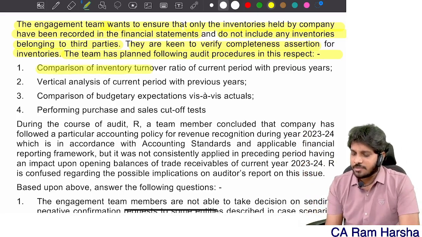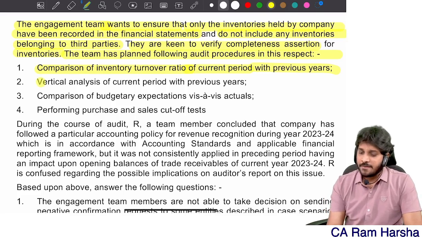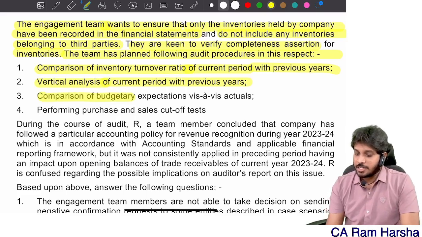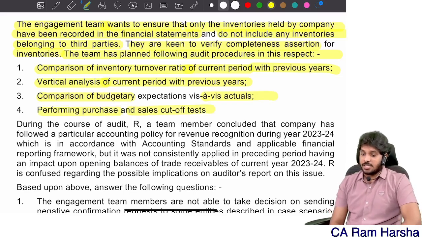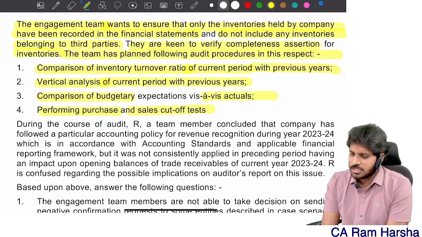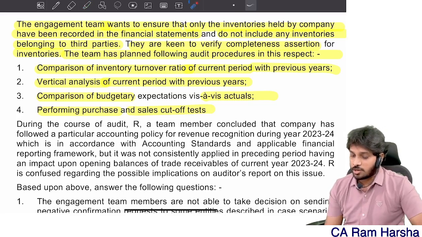Comparison of inventory turnover ratio of current period with the previous period. We generally do this. Vertical analysis of current period with the previous year inventory. Comparison of budget versus actual. Performing purchase and sales cutoff. They are doing all these procedures in order to verify whether the inventory is completely accounted or not.